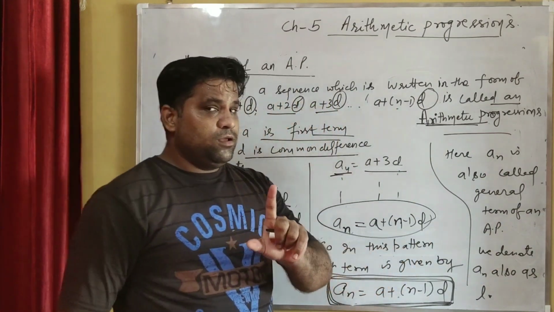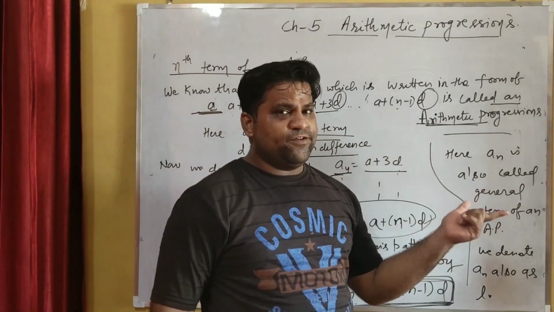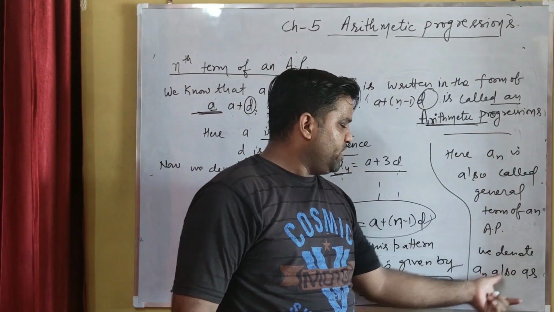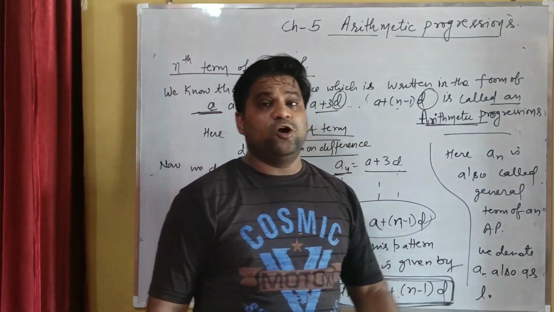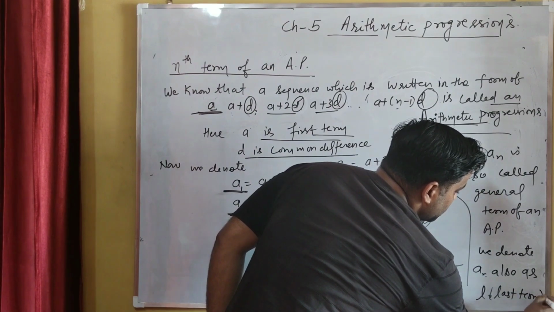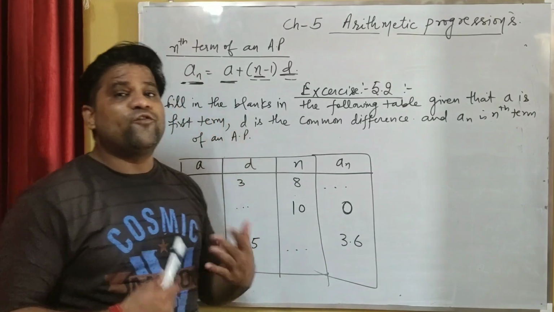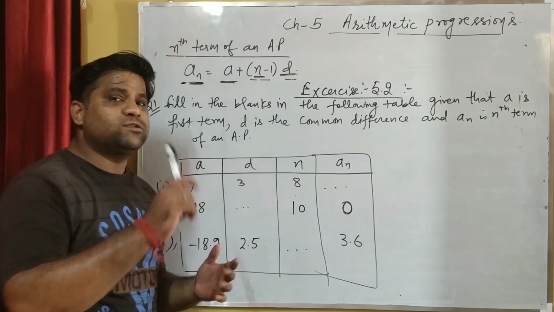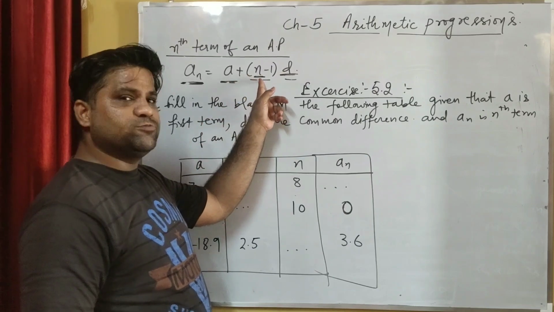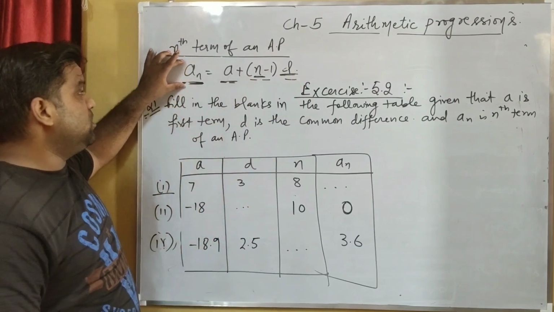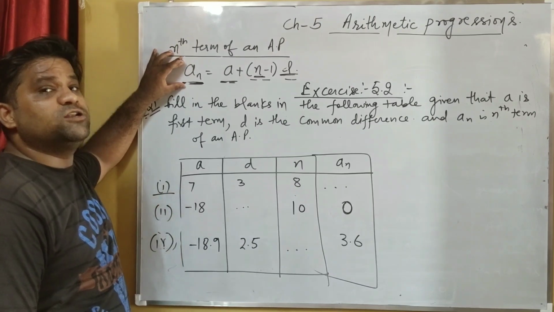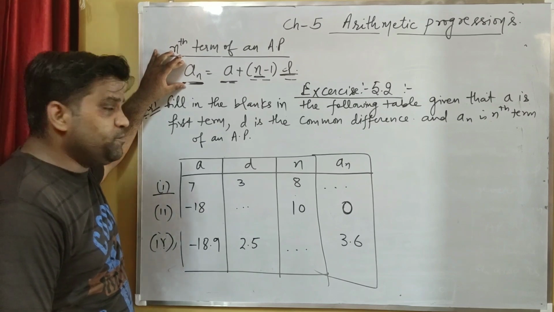Remember it. In a question, when we talk about the general term of an AP, we will be talking about An, the nth term. Here we denote An also as L, which is called the last term of an AP. As we have studied how to find the nth term of an AP, it is given by the formula An equals A plus n minus 1 into D. Here An is the nth term of an AP, which is also called the last term and the general term of an AP.